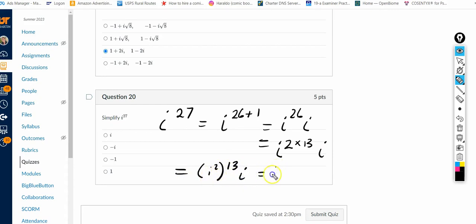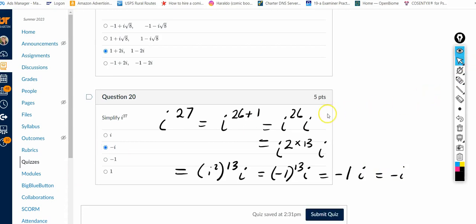Now, i squared, we know, is equal to negative 1. Now, a negative raised to an odd power, the negative symbol stays. And that will give me negative i. Okay, and that I think I've done everything.